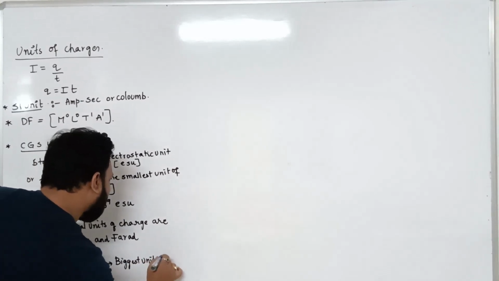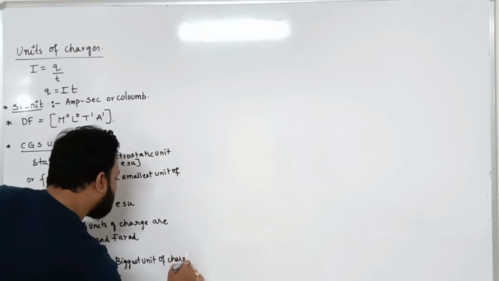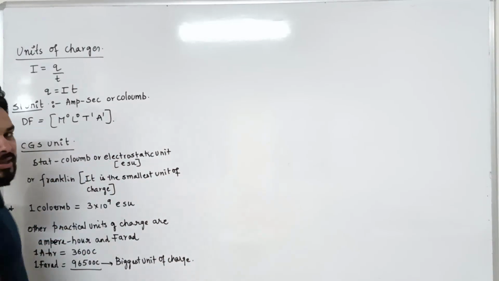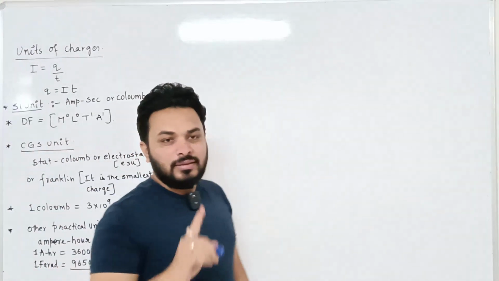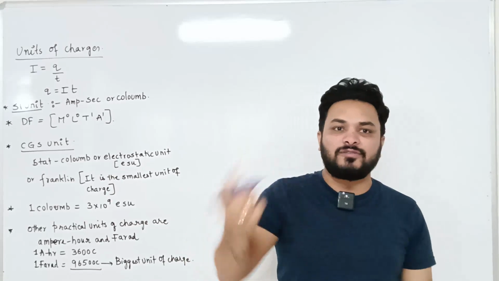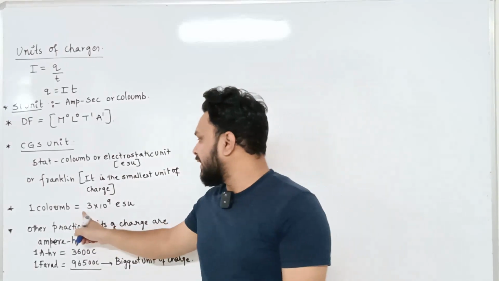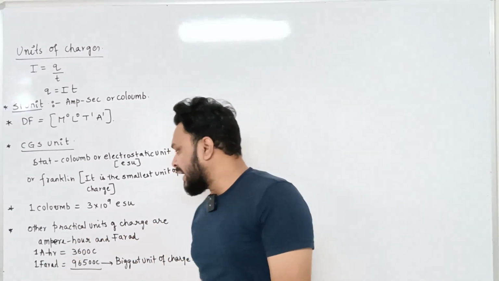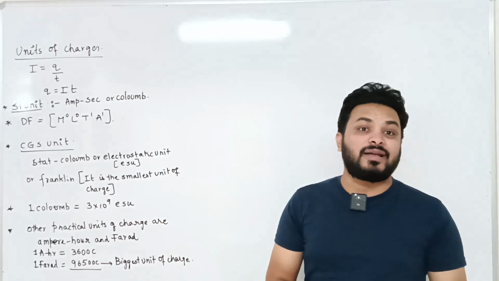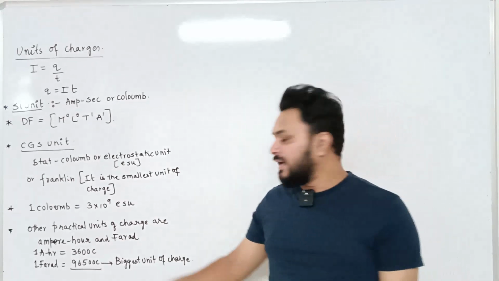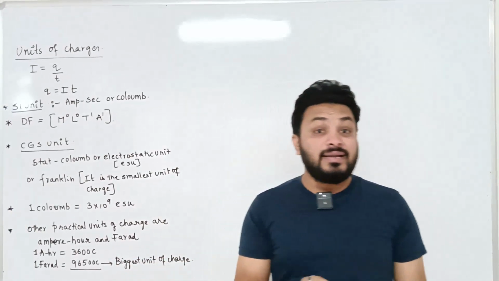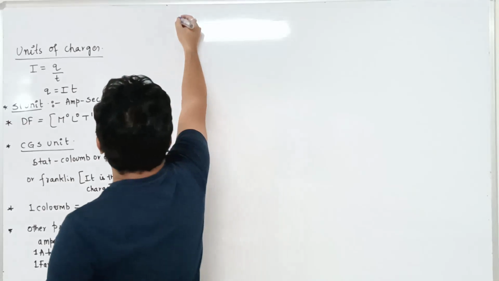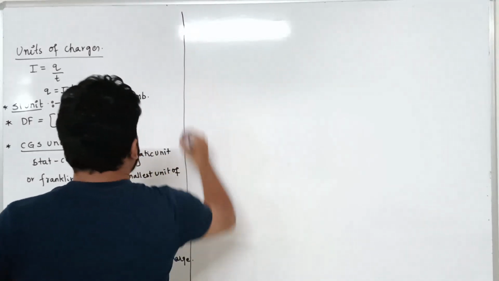Biggest unit of charge. What is the smallest unit? The smallest unit is the Franklin or stat coulomb or electrostatic unit. 1 coulomb, in terms of CGS units, is 3 into 10 to the power of 9, whereas the other practical units are 1 ampere hour and 1 farad, where the farad is the biggest unit of charge, consisting of 96,500 coulomb. Understood?